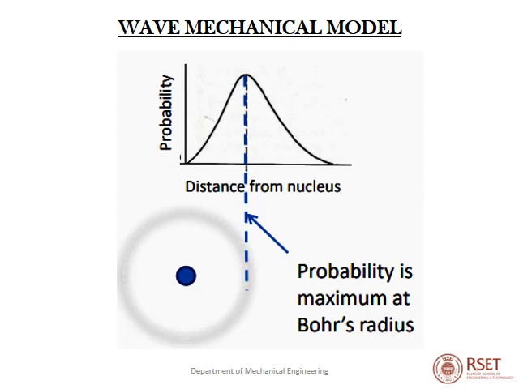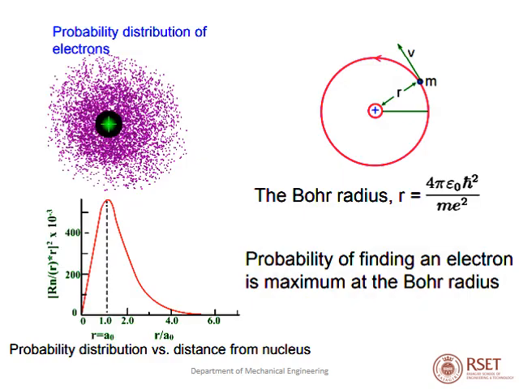Even if the Bohr model does not give you an idea of how the electron is moving in orbits, we can still see that the Bohr radius can easily be used to find a probability region where we can find the electrons. So this is the probability distribution of electrons.